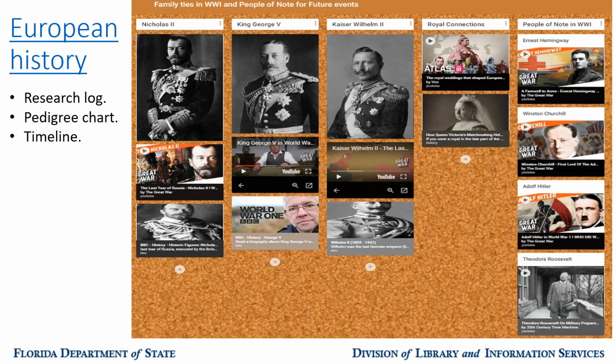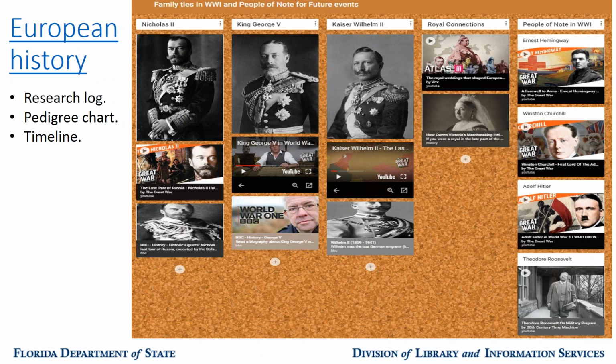So remember earlier when I said let's pull resources together ahead of time? This is an example of doing that. This is a Padlet page that I pulled together for World War I specifically, and those people of influence that we talked about.